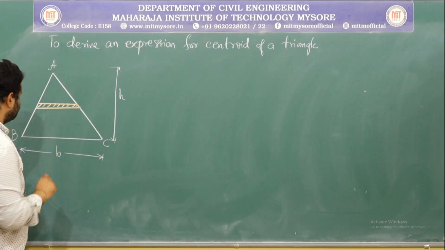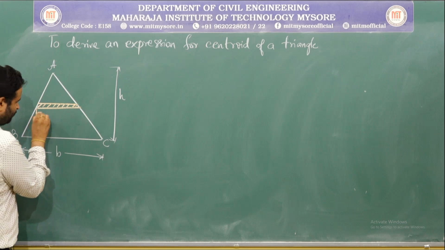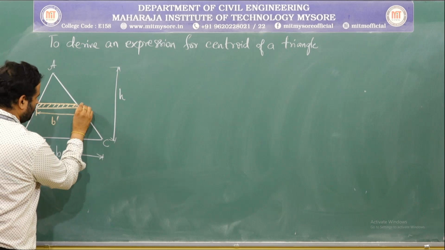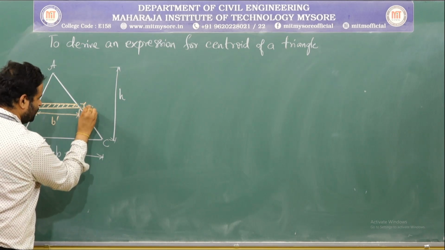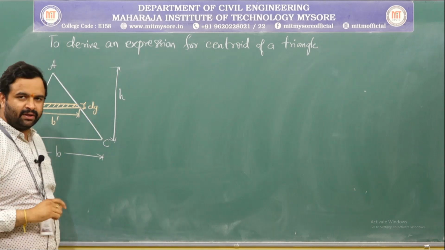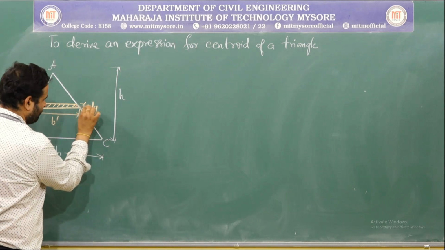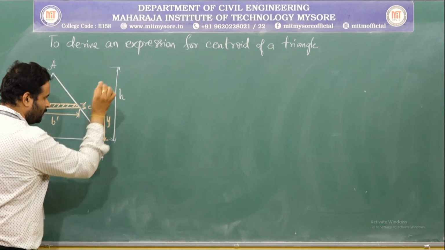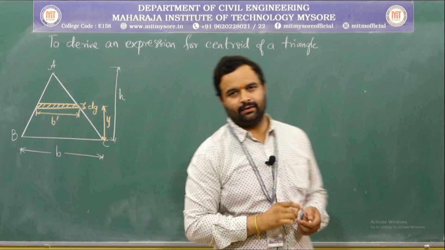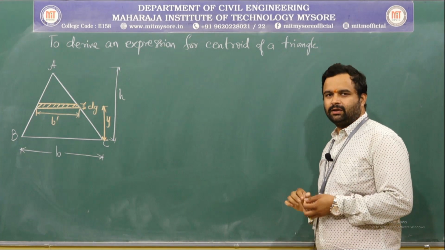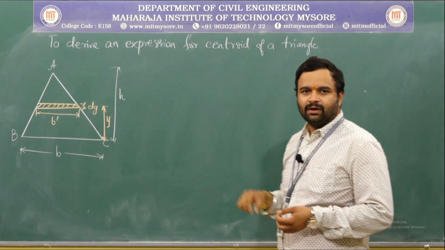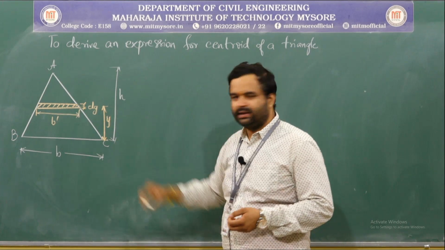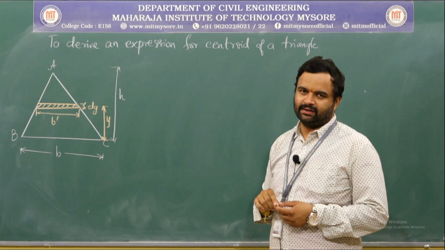So let this be the small elemental area of width B dash and depth dy, and let that be located at a distance of small y from the base of the triangle. So what I have done, I have considered a rectangular element, a smaller element which is located at a distance of small y from the base of the triangle.